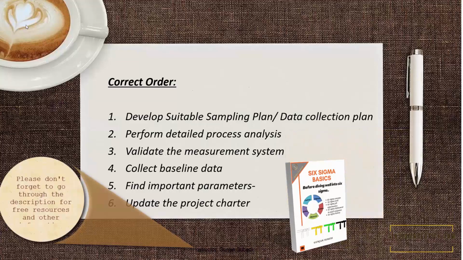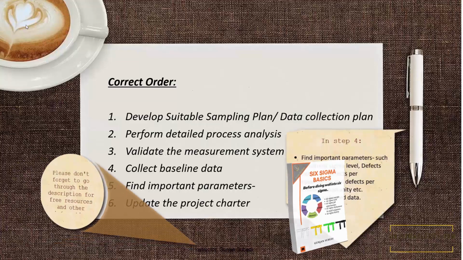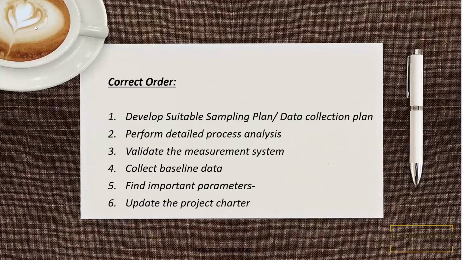We then find important parameters such as sigma level or current sigma level, defects per unit, defects per opportunity, and defects per million opportunities, etc. So these are some of the questions that we should focus on before starting any Six Sigma project, because only after finding the important parameters and collecting the baseline data, we will understand the progress we made and we will understand whether we have achieved the Six Sigma level of improvement. So collection of the baseline data and finding these important parameters are very important.